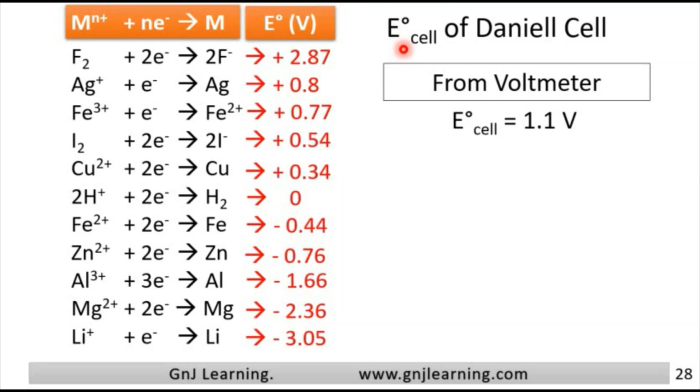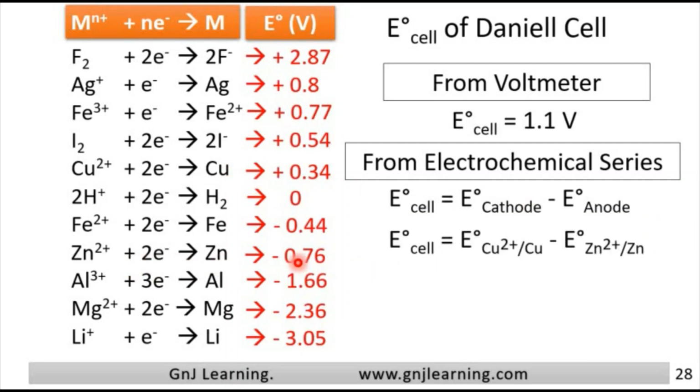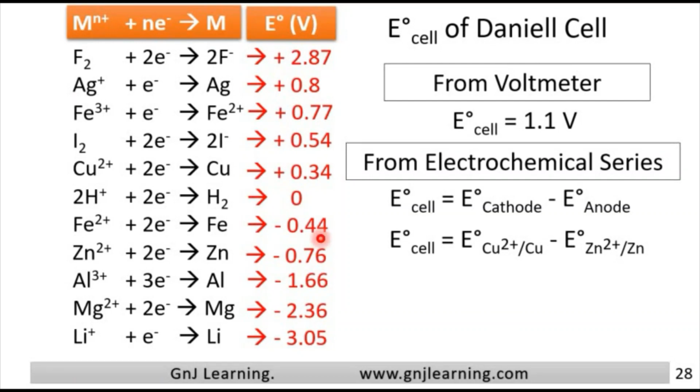Now from the electrochemical series, I am going to see whether I will get the same value. So what is E0 cell? E0 cell is E cathode minus E anode. What was the cathode in the Daniel cell? It was copper. And what was the anode? It was zinc. So E0 cell is the standard potential of copper minus the standard potential of zinc. Now I have the values: 0.34 for copper, and for the anode, zinc has a potential of minus 0.76.